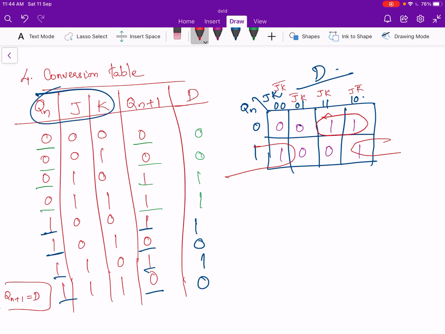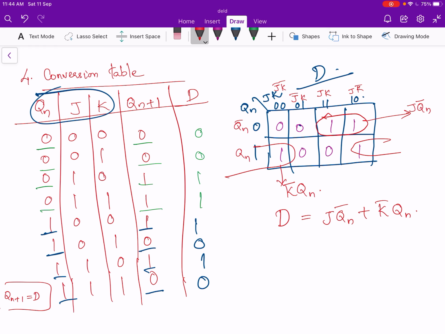This first column is Qn bar and this is Qn. So we can write here in the third and the fourth column J is common and the row is Qn bar. So this is J Qn bar, and here for the first and the fourth column K bar is common and the row is Qn. So it is K bar Qn. So we can write the expression for D as J Qn bar or K bar Qn.